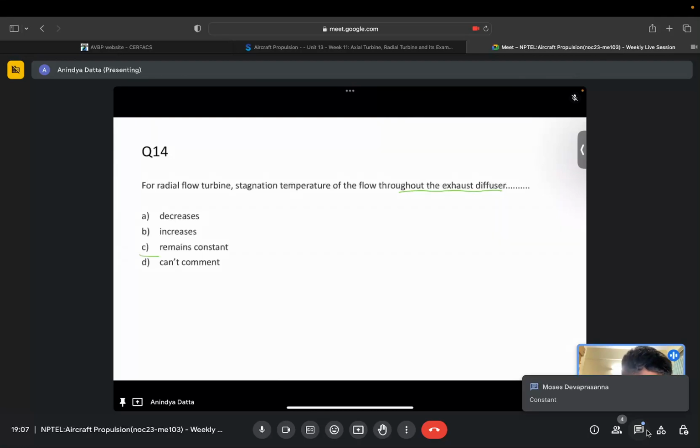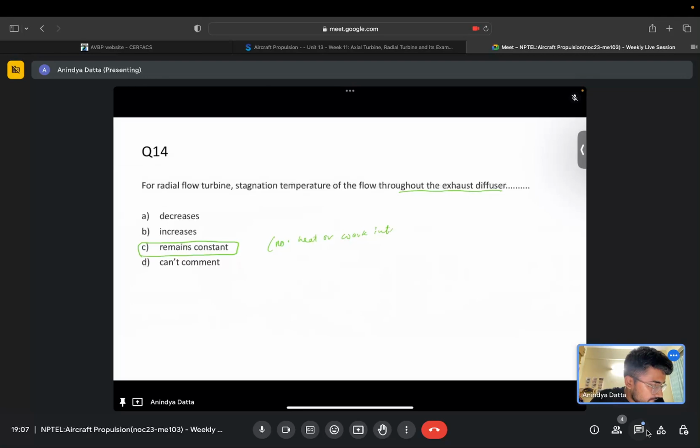Right, it stays constant. Again, why? There is no heat or work interaction. So again, as I have repeated many times, across nozzles and diffusers, the stagnation temperatures will stay constant because there is no heat and work interaction happening. Stagnation pressure will decrease across both diffuser and nozzles if the flow is non-isentropic.